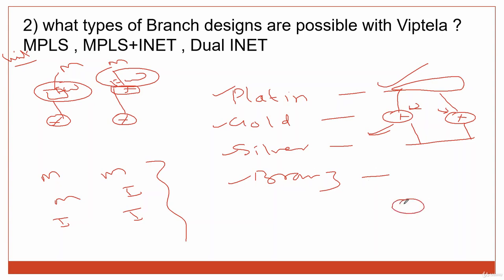Then you may have silver, where you have one router with two links, and again these links have the possibilities like this. Again, you don't have a firewall, or maybe in some designs they say you may use the data center firewall to redirect the traffic. Again, it depends on what security policy is there and how you are going to terminate your link. And then finally, you have a branch with one router and one link, either MPLS or internet. Okay, so this is the way branch designs mostly are.